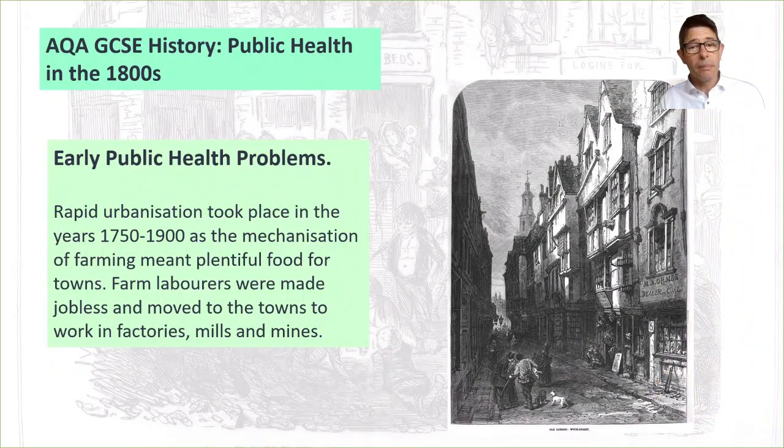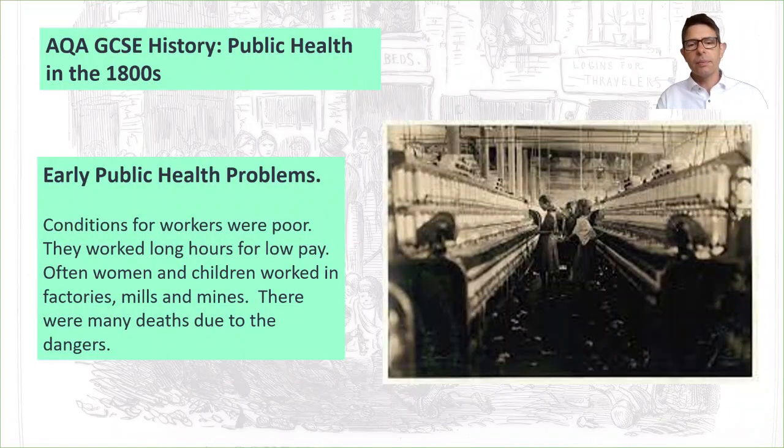So we start our public health in the 1800s by thinking about what it was like at the start of the 1800s. So we've had urbanisation taking place and places are getting more and more crowded. So the countryside has become mechanised and farm labourers are becoming unemployed and now moving to towns and cities to work in factories, mines and mills. And when they arrive, the towns become more and more crowded and the conditions of the poor are very bad.